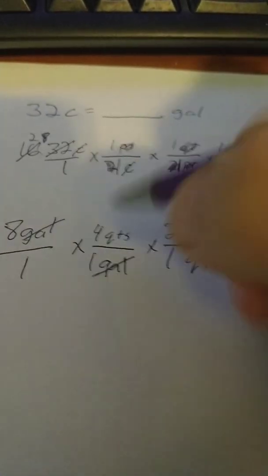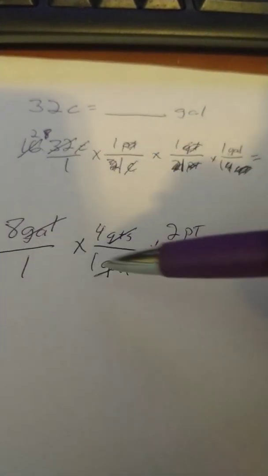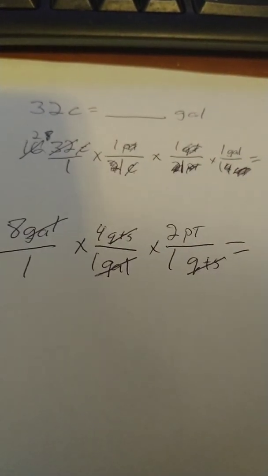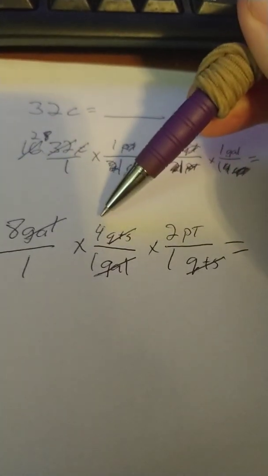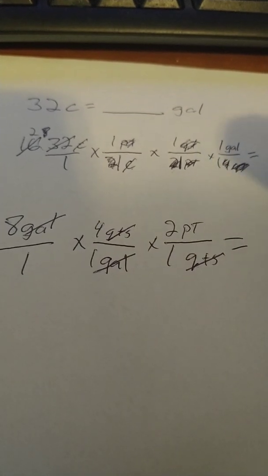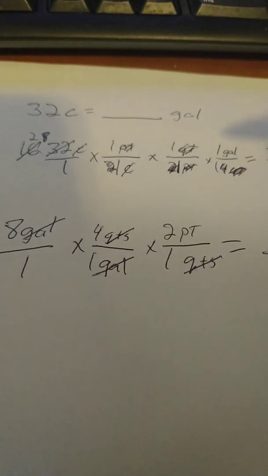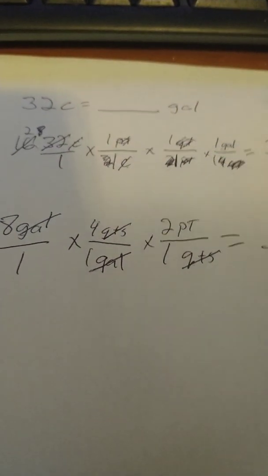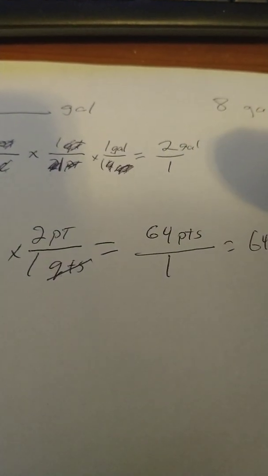When I look at my labels, gallons crosses out with gallons, quarts crosses out with quarts. And now I can cross cancel. I got nothing but 1s on the bottom, so there's no cross canceling on this problem. So go ahead and multiply straight across. 8 times 4 is 32. 32 times 2 is 64. And since I was doing times pints, my label is pints. 1 times 1 times 1 is 1. My answer is 64 pints.